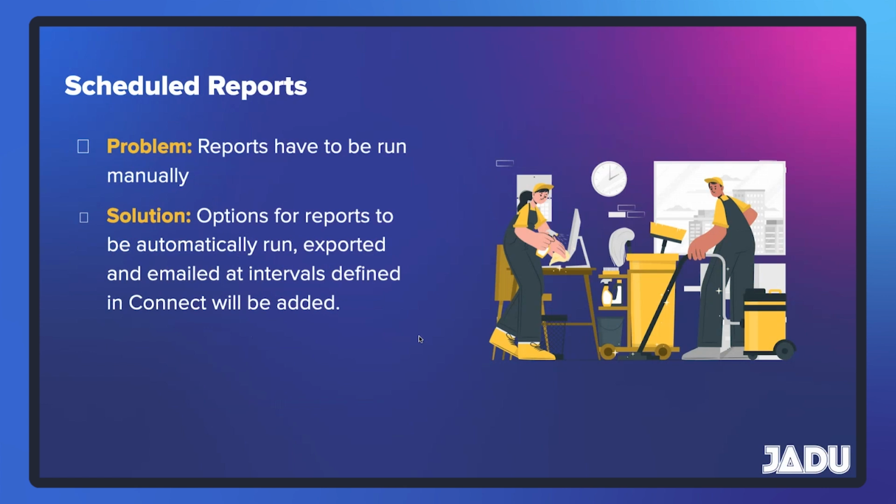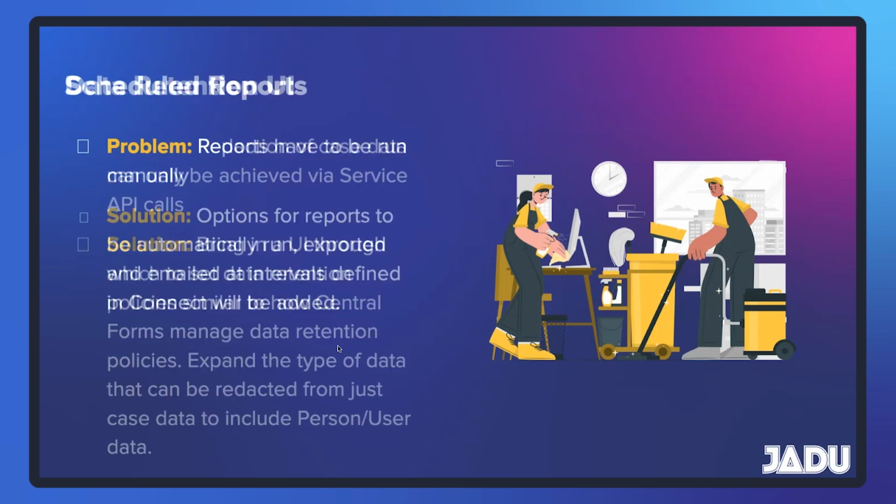And another Jadu Connect feature we have coming soon are scheduled reports. So if you're using reports in Jadu Connect at the moment, these have to be run manually. And what we wanted to add are options for these to be automatically run. So you set something up, it exports the data, and it emails that to you at intervals which can be defined in Connect and non-technically.